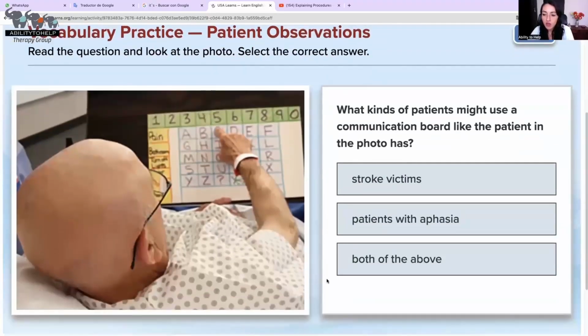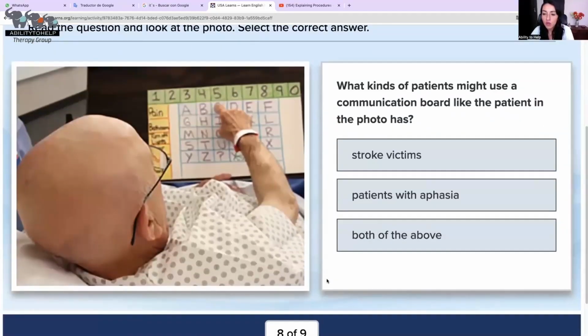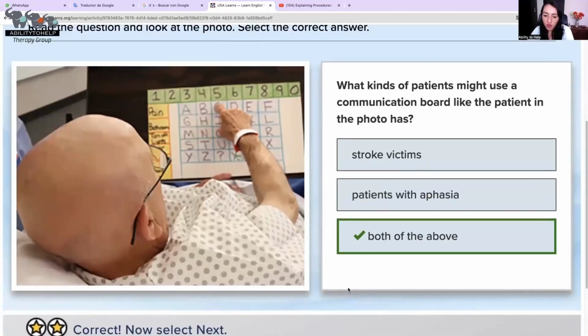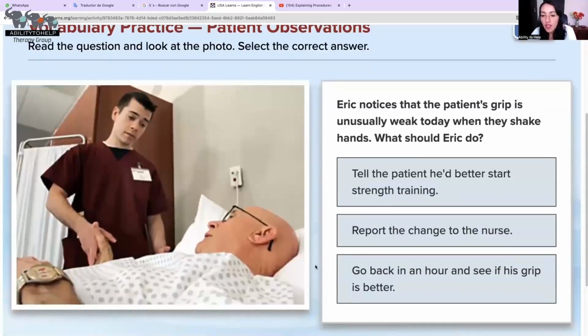What kind of patient might use the communication board like the patient in the photo has? Stroke victims, patients with aphasia, both of the above. I think both. Eric noticed that the patient's grip is unusually weak today when they shake hands. What should Eric do? Look at this.